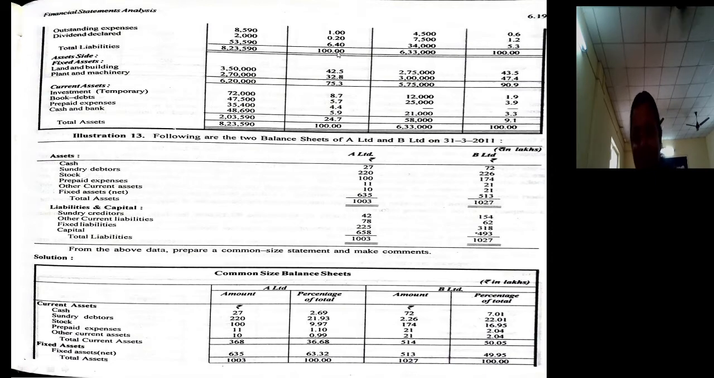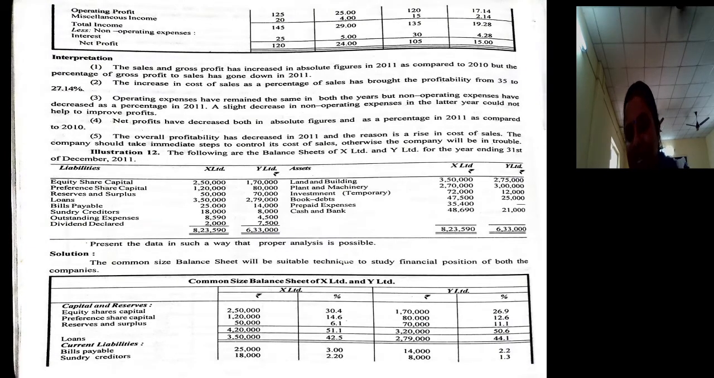In the same way, we need to do it for the other company, that is Y company. If 6,33,000 is 100, what is 170, 80, 70, 320, 279, 14, 8, 4.5, 7.5, what is 34,000? We will get the percentages. The sum of that will become 100.